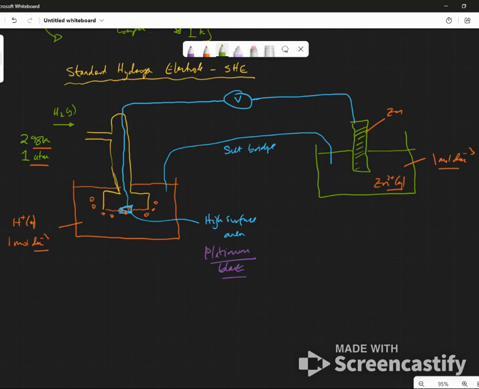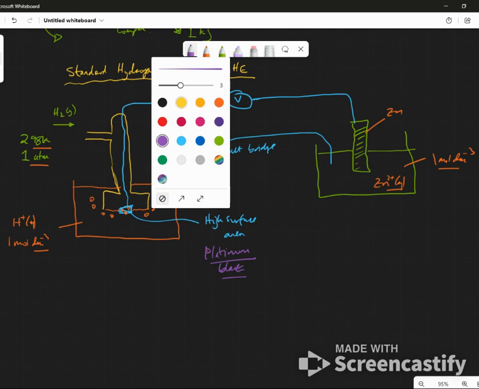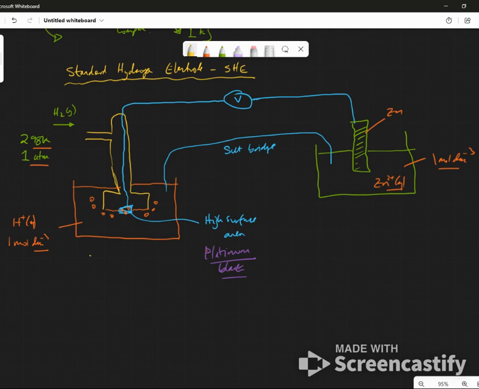Right, now, where are we? The equilibrium here is going to be H2 gas forming 2H+ aqueous plus 2 electrons. And the one over this side is going to be the one we did earlier: zinc goes to Zn2+ plus 2 electrons. Now I hook these up.